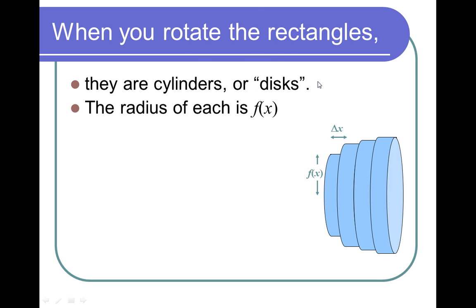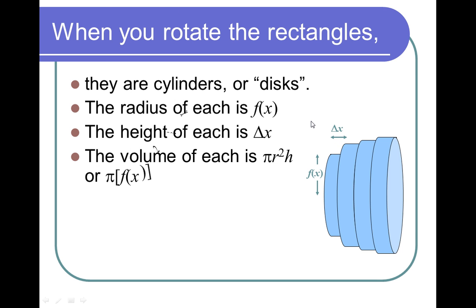All right, so let's talk about the measurements of each one. Just like with the rectangle, it had a height of f of x. Well, now f of x is the radius of this cylinder, and delta x, which used to be the width of the rectangle, is now the height of the cylinder. So whatever f of x happens to be at the time, that's the radius, and delta x is the height of the disk.